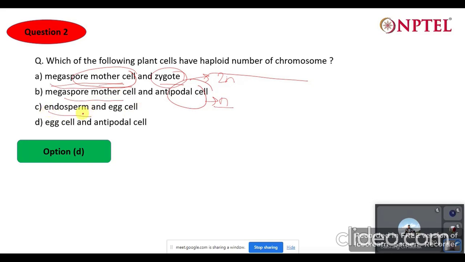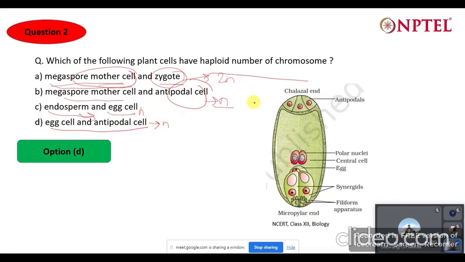Then comes the endosperm and egg cell. Endosperm is formed by the double fertilization of the sperm and the central cell of the embryo sac, and the egg cell is haploid in number. The last option is egg cell and antipodal cell. Yes, option D is correct because both have haploid number of chromosomes.